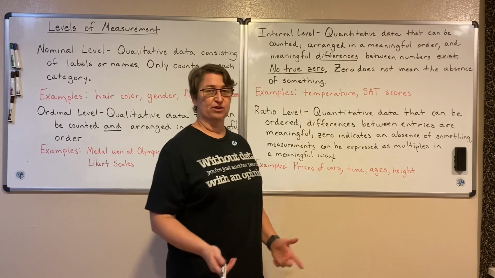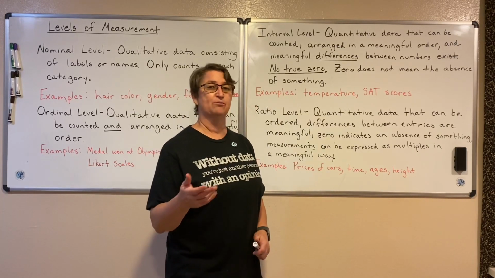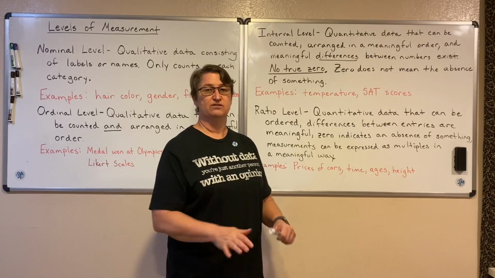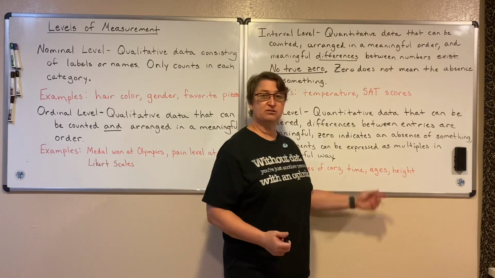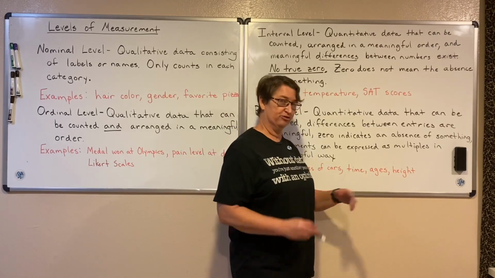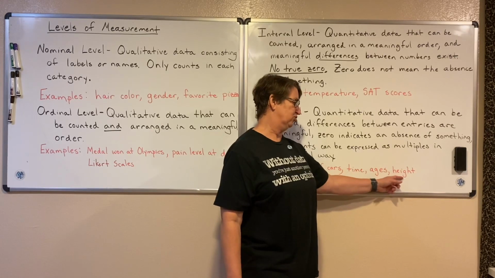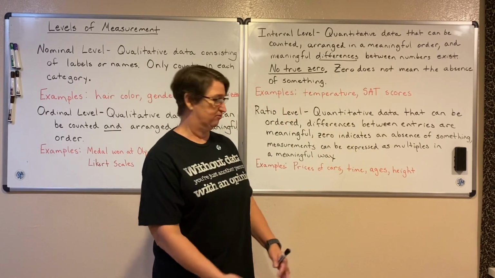Time is another example of that. If 0 seconds happened, how much time did it take you to run the race? 0 seconds. Well, then you didn't run the race. Ages, if you're not even born yet, then you've got a 0. There's an absence of age there. And height, if there's no height, then there's an absence of something.